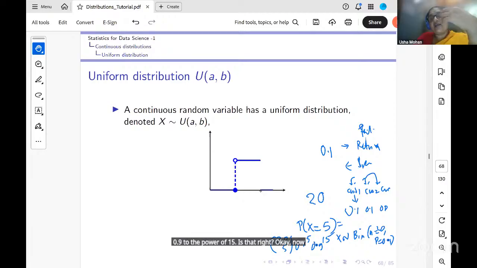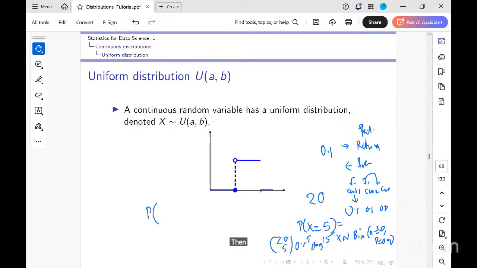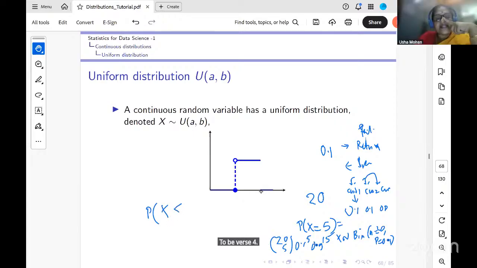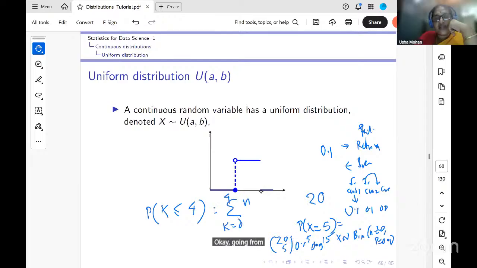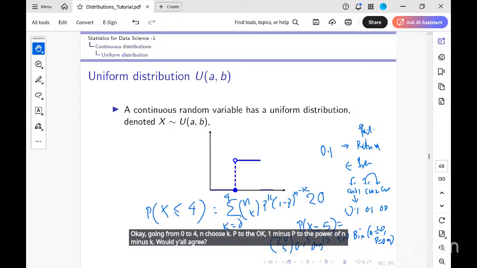Now, what is the probability that a maximum of 4 customers return the item? What do I need to know? I need the probability that x is less than or equal to 4, which is the sum over k going from 0 to 4 of n choose k, p to the power k, 1 minus p to the power of n minus k. Would you all agree? Yes, ma'am.